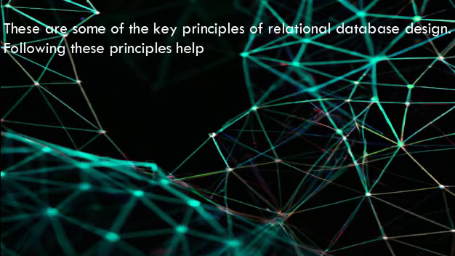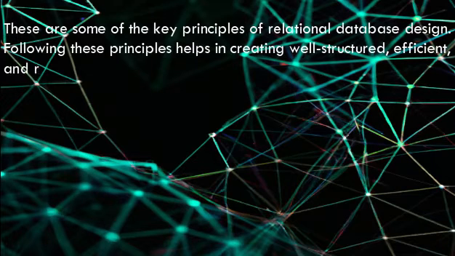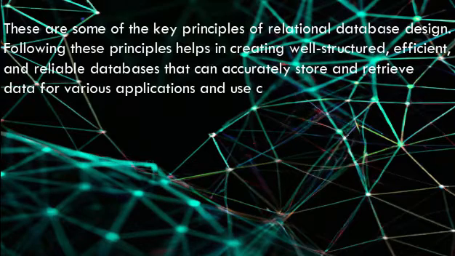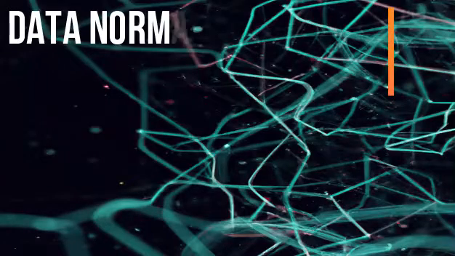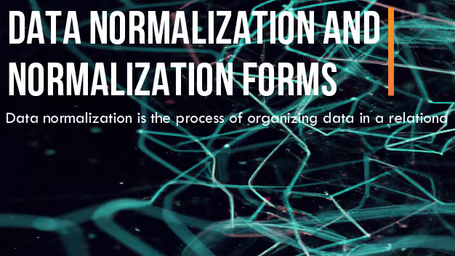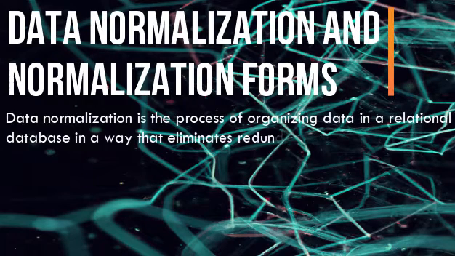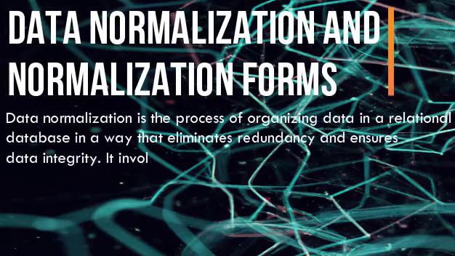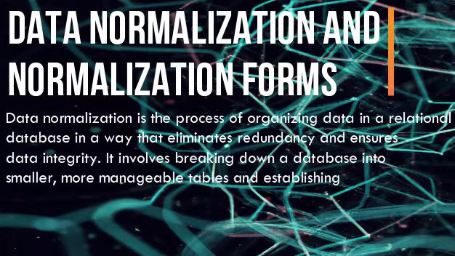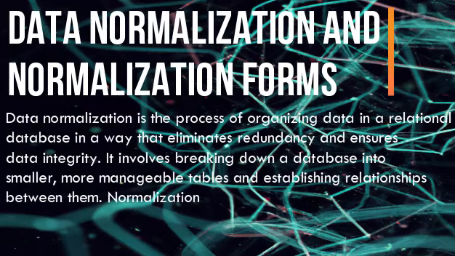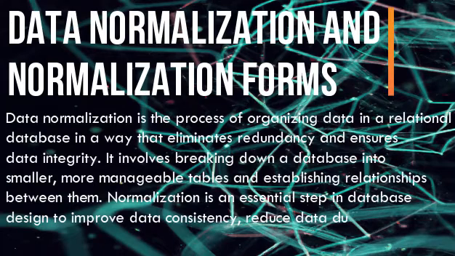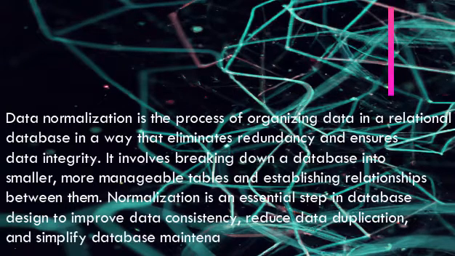Following these principles helps in creating well-structured, efficient, and reliable databases that can accurately store and retrieve data for various applications and use cases. Data normalization and normalization forms. Data normalization is the process of organizing data in a relational database in a way that eliminates redundancy and ensures data integrity. It involves breaking down a database into smaller, more manageable tables and establishing relationships between them. Normalization is an essential step in database design to improve data consistency, reduce data duplication, and simplify database maintenance.